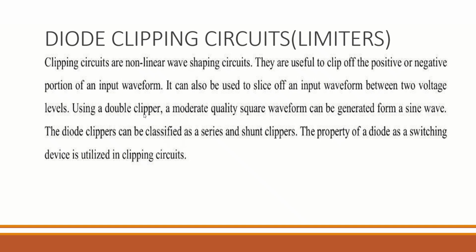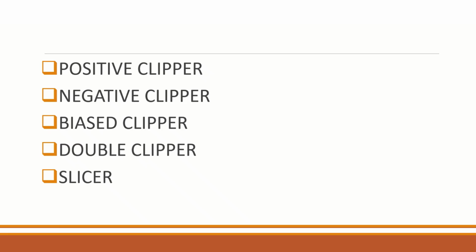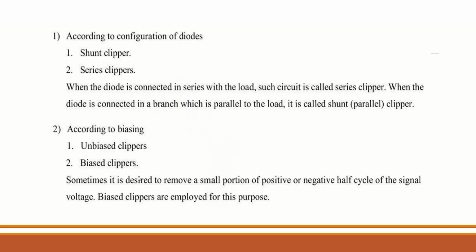It can also be used to slice off an input waveform between two voltage levels. Using a double clipper, a moderately square waveform can be generated from a sine wave. The broad classification of diode clippers is series clippers and shunt clippers. In our discussion, we are discussing shunt clippers. Clipping circuits are basically classified into positive clipping, negative clipping, biased clipping, and double clipping. A double clipper with the same voltage level is known as a slicer circuit.